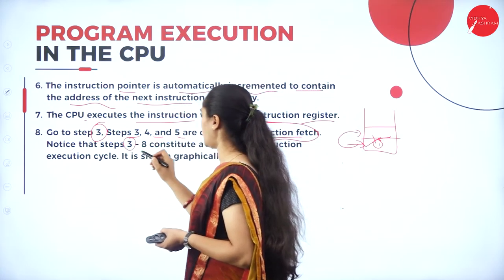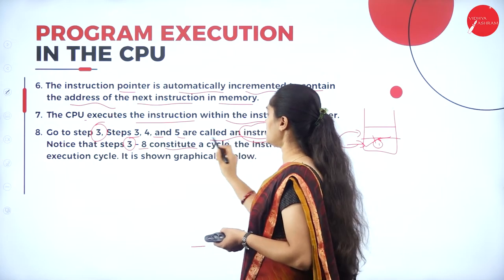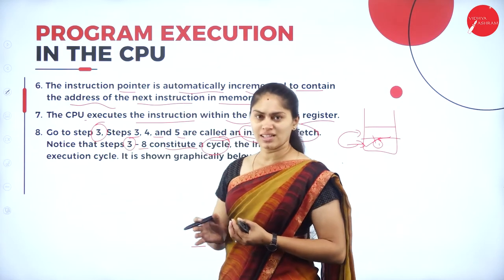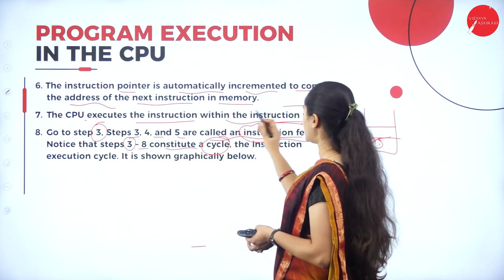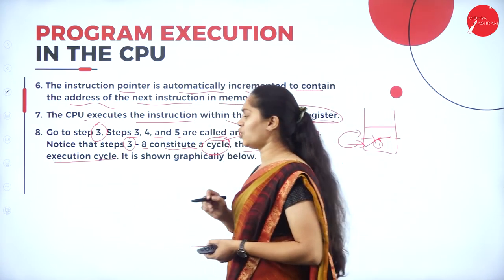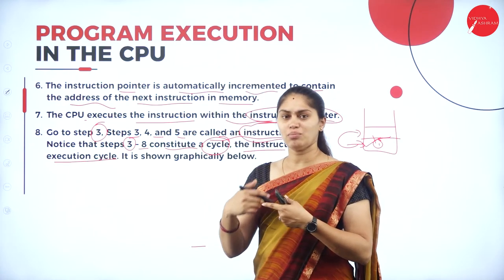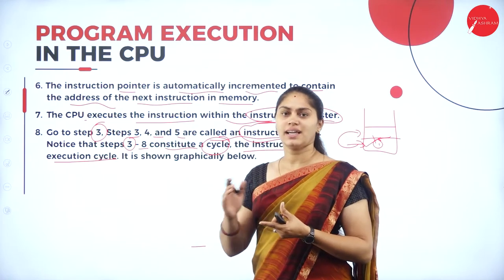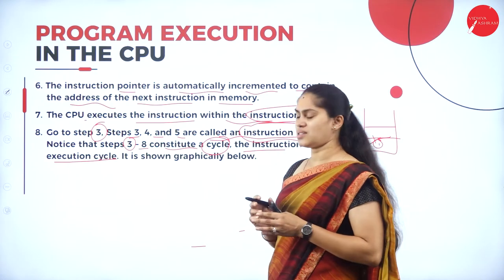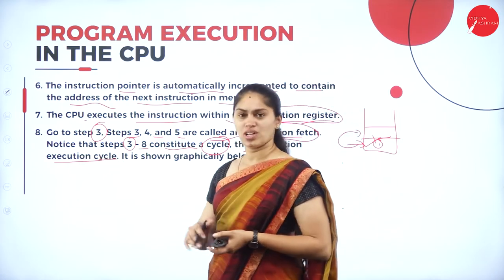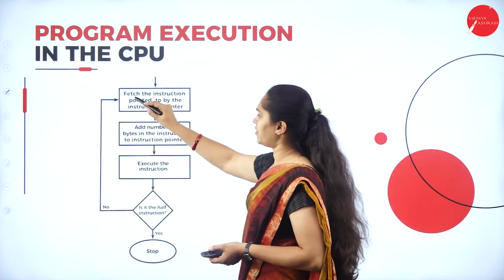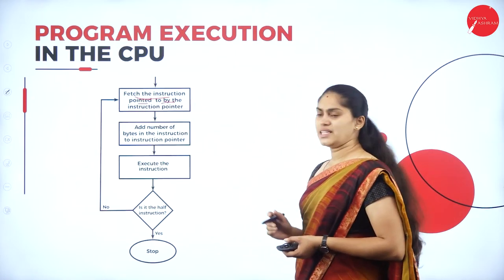Then steps 3 up to step 8 constitute a cycle. From step 3, taking in its address, and that is stored in the computer's instruction register. Up to that, we call that a cycle, the instruction execution cycle. So we are taking an input, its address, its control signal, its data instruction. Everything is stored in this instruction register. Then we call that the execution cycle. And how it is represented here, you can see. In this, first it will fetch the instruction which is pointed to by the instruction pointer.